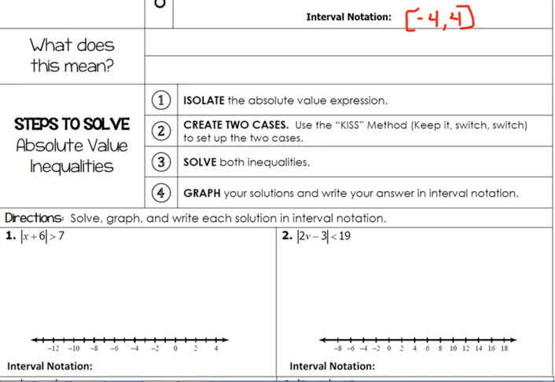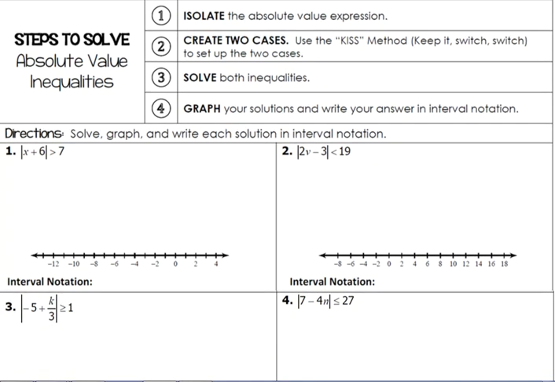The first case, just like with the equation, you just keep everything the same. The second one, we're going to use this acronym, which works pretty well. It's KISS: keep it, switch, switch. So you're going to keep what's inside the absolute value, you're going to switch the inequality, and you're going to switch the sign of what's on the other side. And then you're going to solve both, graph the solutions, and put in interval notation.